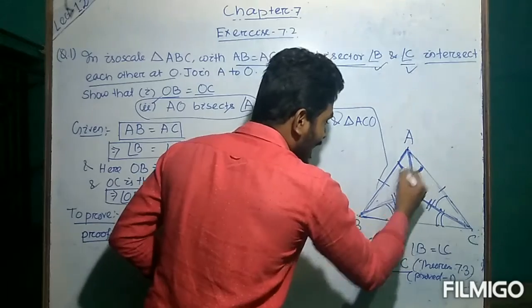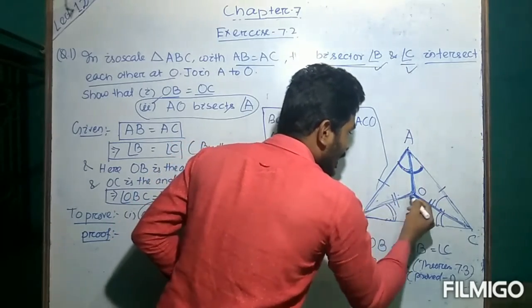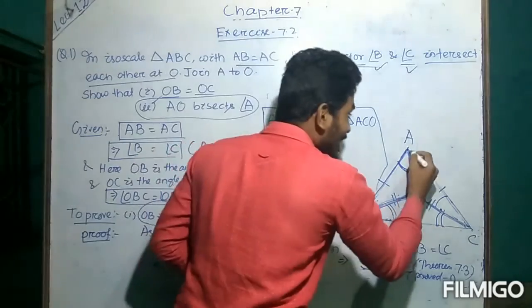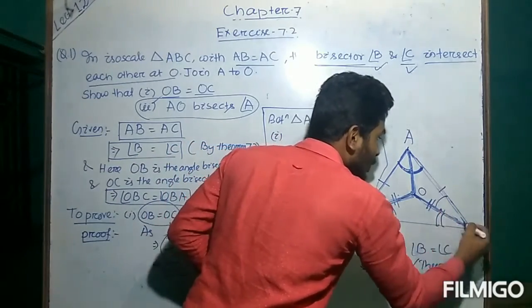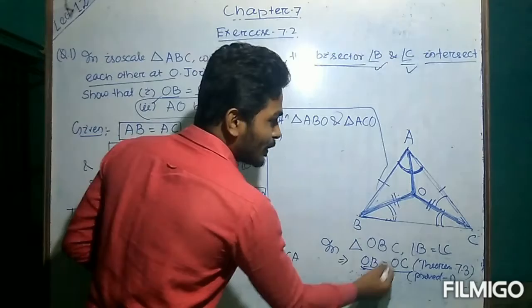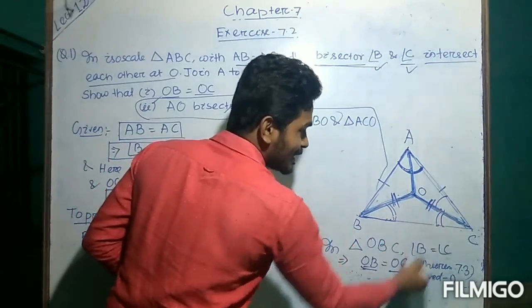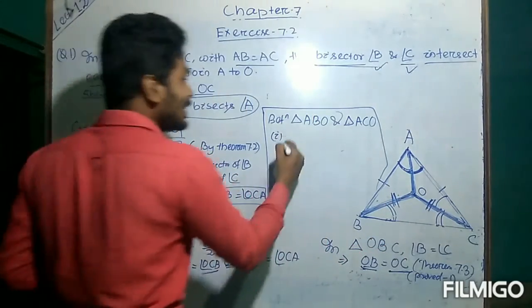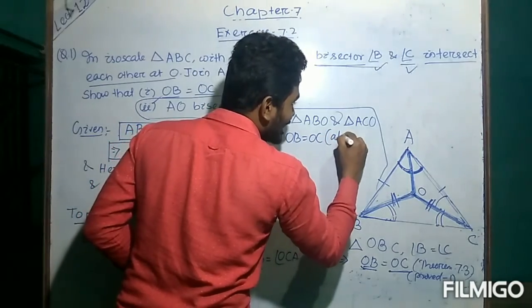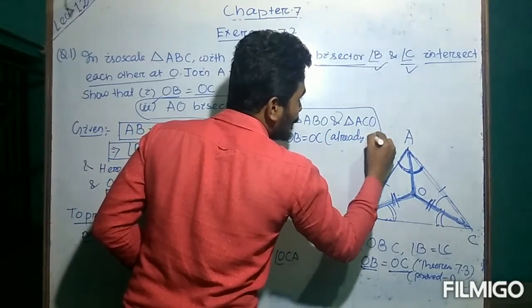See, in the triangle ABO, in this triangle, OB is a side, yes or no? Yes. Similarly, in the triangle ACO, this triangle, OC is the other side. But what we have proved? We have proved this side is equal to this side here. So can we write it for the first condition? Yes, OB is equal to OC. Why? Already proved.